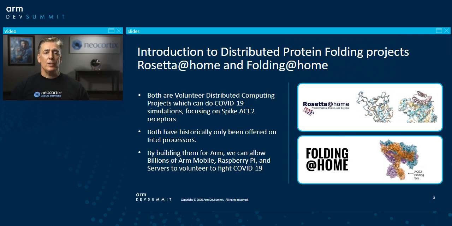because these two projects for us now turned into a build-them-for-ARM project. So now it's a strict developer project to build these two large software projects for the ARM platform. If we do that, we reasoned in February and March, we could allow billions of ARM mobile devices, as well as Raspberry Pi and ARM-based servers, to volunteer to fight COVID-19. So that's the setup for the project.